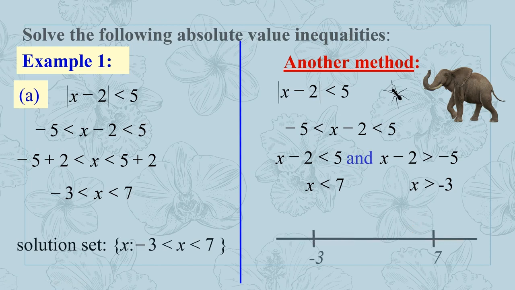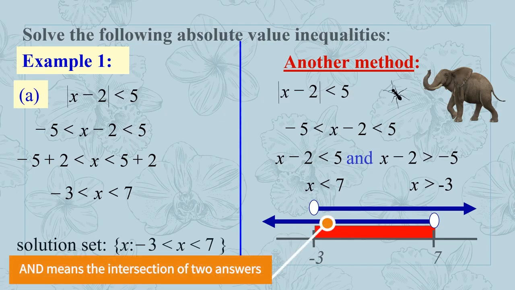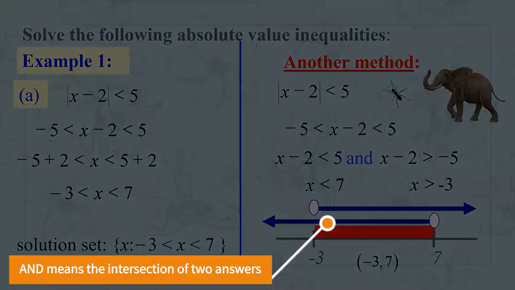Therefore, by using the number line, x less than 7, so we sketch the arrow here, x less than 7 pointed to the left, and x greater than negative 3, so pointed to the right. Bear in mind that it doesn't have an equal sign, therefore we have to use the empty circle. Since the definition for less than is and, we are finding the intersection of two arrows. So x is in between negative 3 and 7.